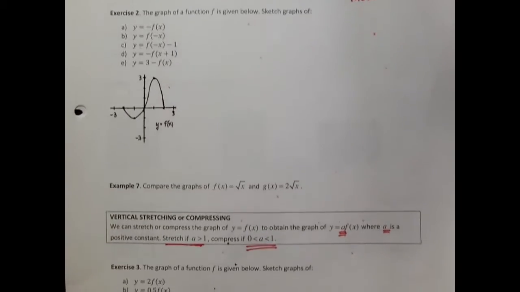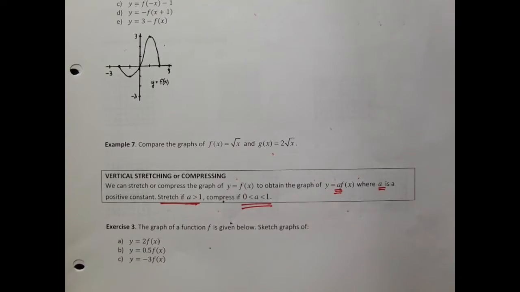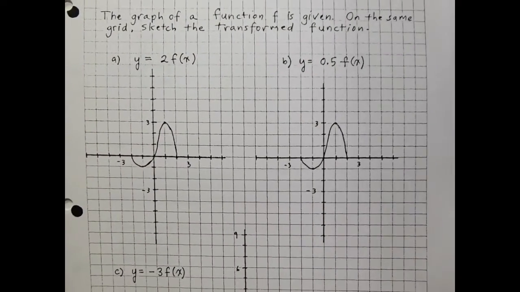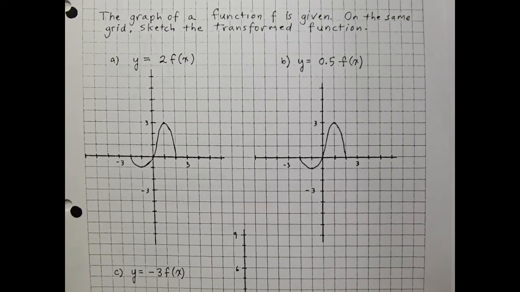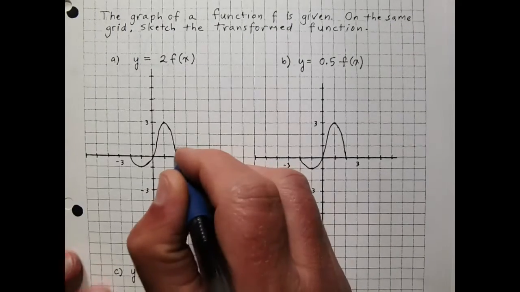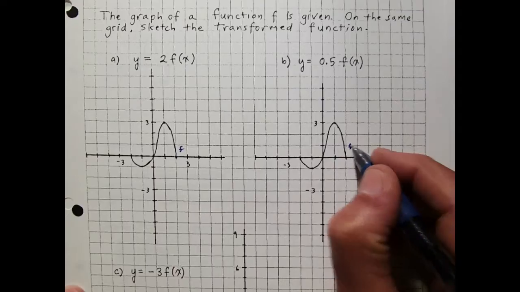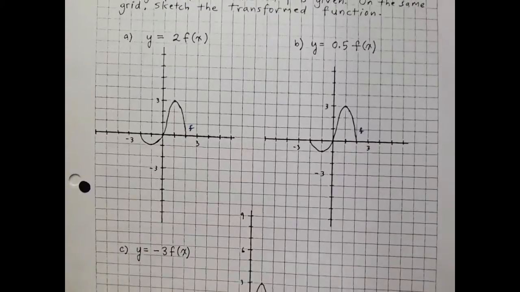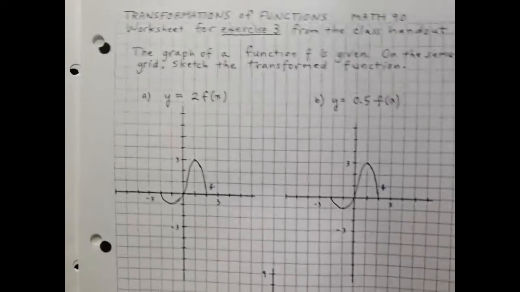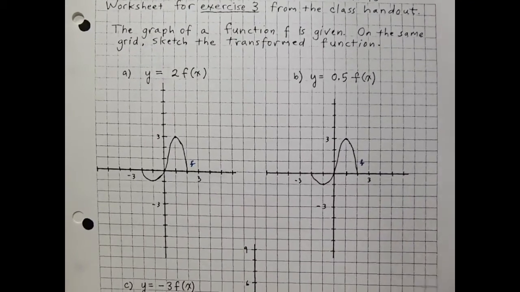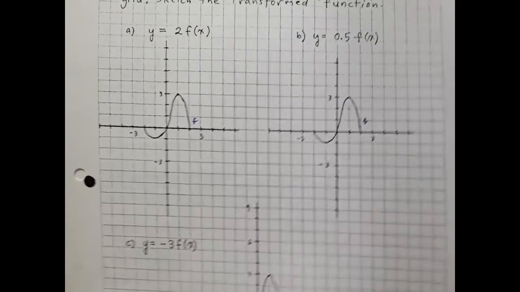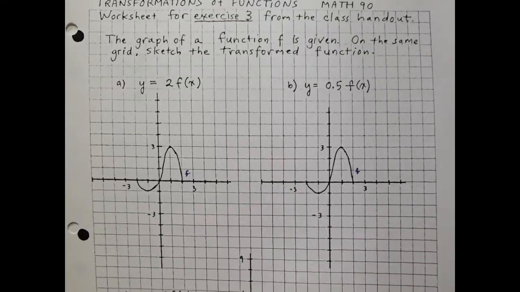Also posted in Canvas is this version of exercise 3 where I went ahead and did what I did with exercise 1 and 2. So we have copies of the function f drawn for each part of the problem a, b, and c on a grid so that you can more easily sketch the transformation right on that grid. So just rely on this separate posting for exercise 3. And let's go ahead and do it.